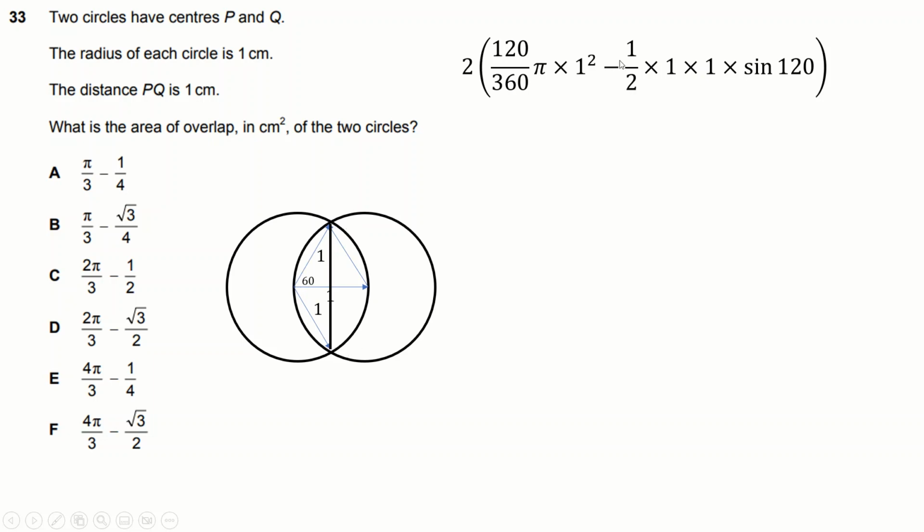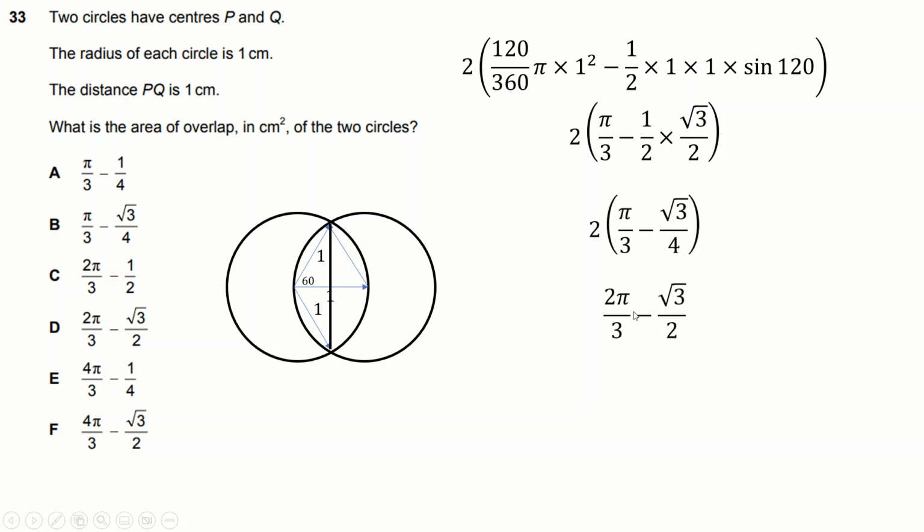And then I'll take away a half times 1 times 1 times sine of 120, which is this triangle. And then, of course, I'm going to double it because I'm going to do this segment plus this segment for my answer. Okay, and this is obviously just pi over 3, all of that. This is obviously just a half times, and then this sine 120 is the same as sine 60 because of symmetry. So that's root 3 over 2, which makes root 3 over 4. Put the 2 through it, I guess, and we get this.